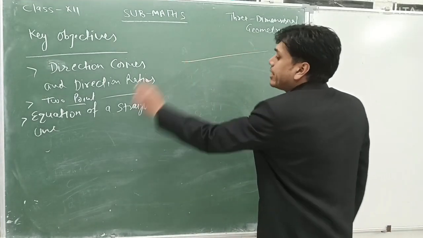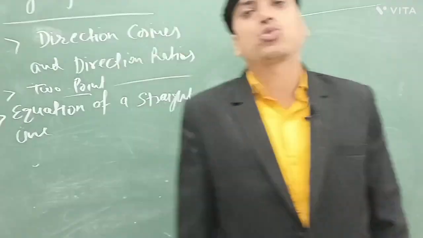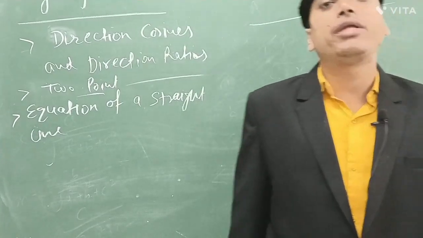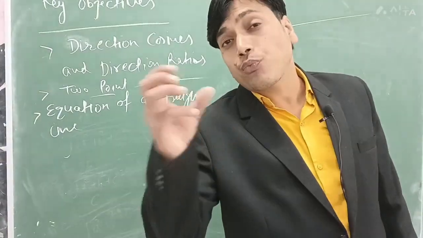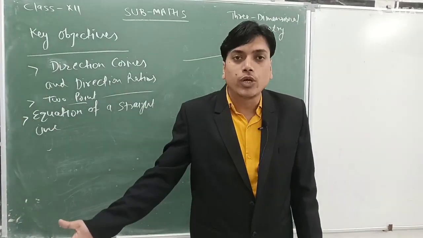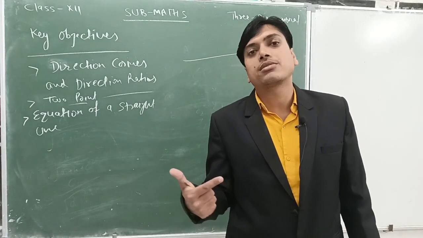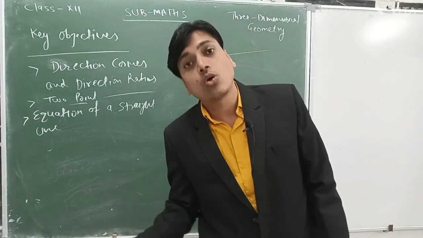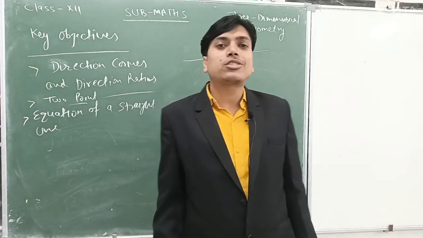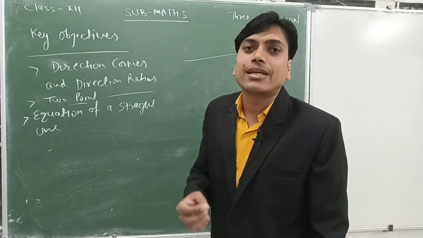Every line has an equation. When you were in class 10, if you remember, we used to solve the pair of linear equations in 2 variables. That was the first introduction of any line by an equation. What was the general equation? That was ax plus by plus c is equal to 0. Similarly, in 3-dimensional also, every line can be represented as an equation.